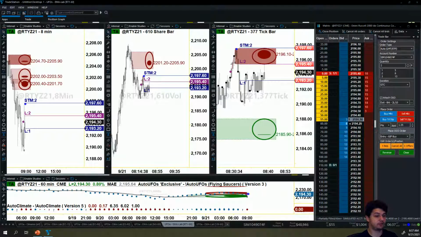Looks like the Russell filled. Moving a little bit lower.